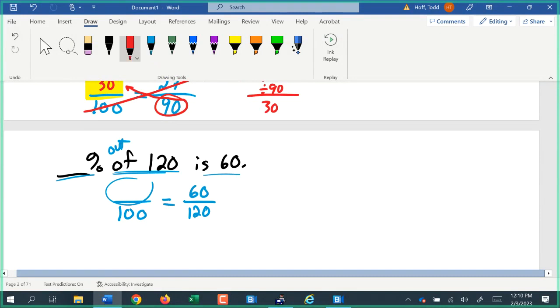And again, we find the numbers that are diagonal. That's 100 and 60, and we multiply those. 100 times 60 is 6,000. The number that is diagonal to our missing number is the 120. We divide by the 120. That gives us 50. So 50 out of 100 is 50%. So that is the proportion method for calculating percents.